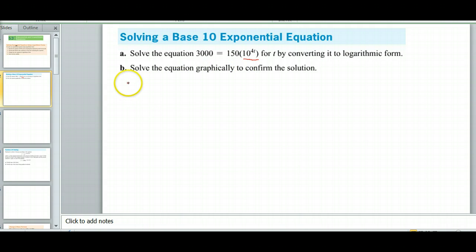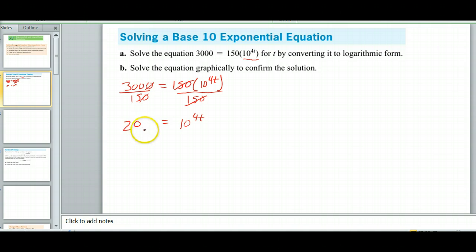What that first bit of information is telling me is I need to take this 150 that's being multiplied by the 10 to the 4t power, and I need to divide it away. I need to get rid of this 150 off the bat. That's what step 1 is telling me. Now I have just the 10 to the 4t by itself over here, and on this side, this 0 cancels this 0. 15 goes into 30 2 times, and then there's that extra 0. So this is 20 equals 10 to the 4t.